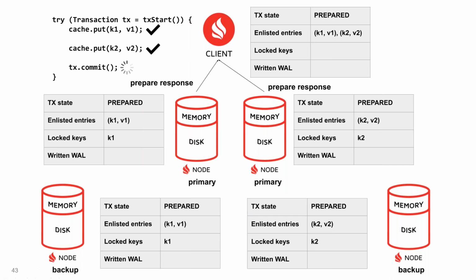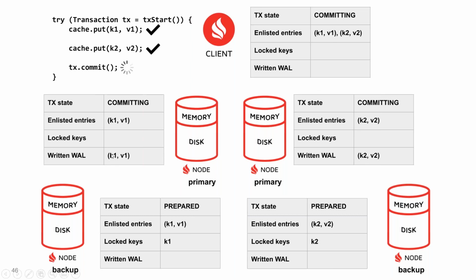And this is the point of no return, after the fact that transaction is prepared on all nodes. We execute the second part of two-phase commit protocol, and transaction on client proceeds to committing state, and it distributes commit requests to primaries. When primaries receive commit requests, they unlock the keys, and with unlocking, they actually write updates to the write ahead log and to the storage.